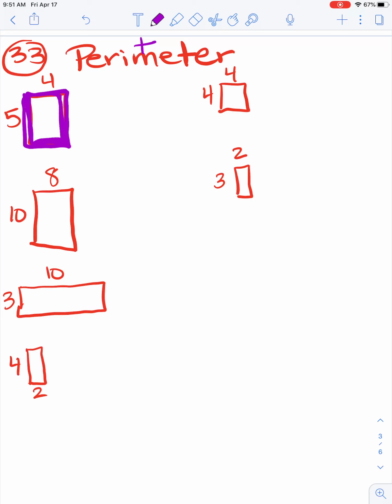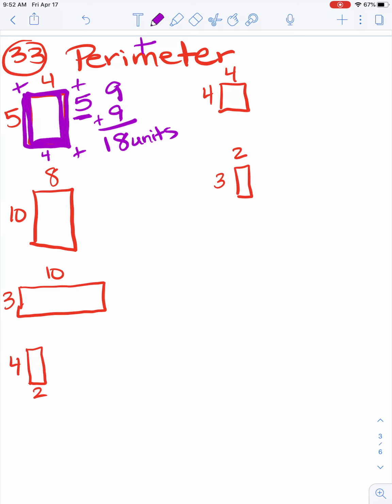So I have to think, what is this side right here? Well, it's the same size as that, so it's a 5. And down here is a 4. So I have to add 5 plus 4 plus 5 plus 4. Well, I know 5 plus 4 is 9, so 5 plus 4 is 9. So we have 18. We don't know what our unit is, so I'm just going to say 18 units. We don't know if it's inches, miles, or anything like that.